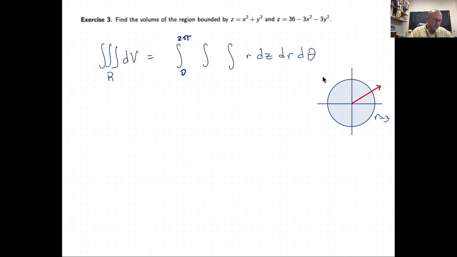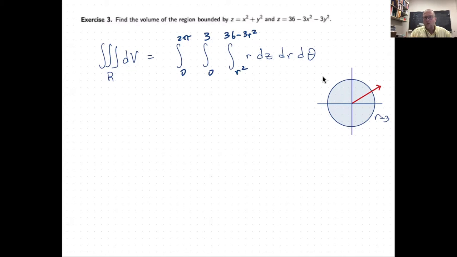And you start at r equals 0 and go out. So you enter the region where your r is 0, and you exit where your r is 3, okay? And then if we go back to that picture, the bottom of the two surfaces was the x squared plus y squared, which is really z equals r squared. And the top of the two surfaces is the 36 minus 3r squared, okay?